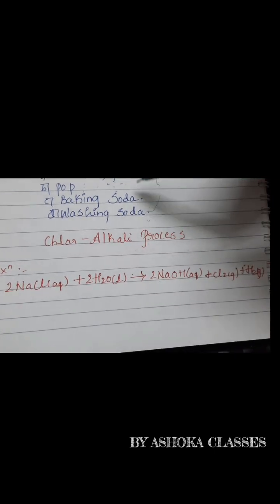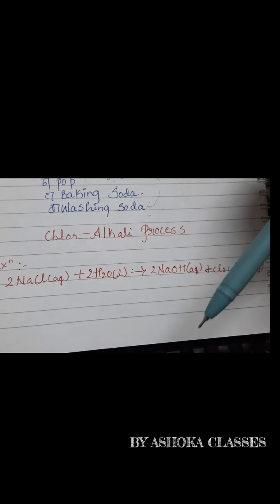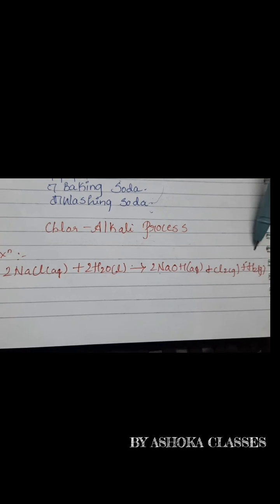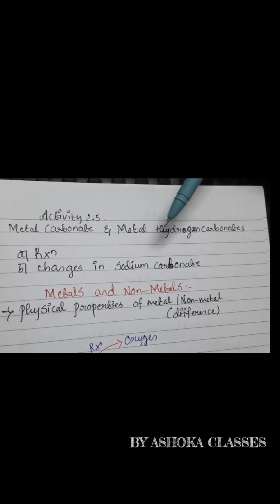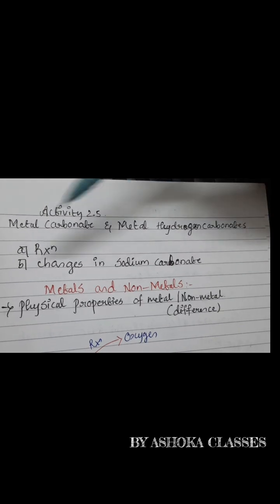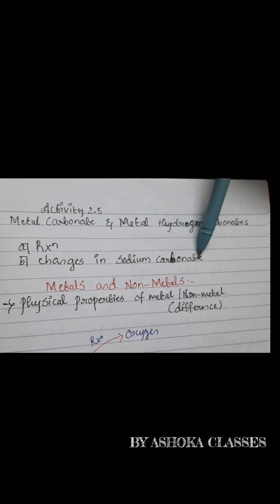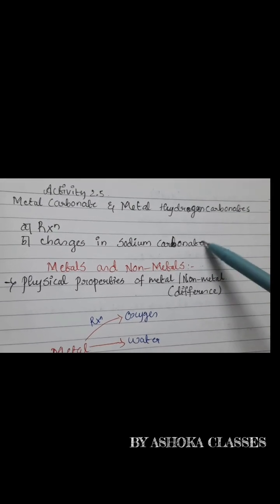Then you have an activity called the chlor-alkali process in your NCERT textbook. In that, this reaction is mainly important here, so you go through it. The next activity is the metal carbonates and metal hydrogen carbonates. In this activity, you have to remember the reaction and the changes in sodium carbonate. What changes take place in sodium carbonate? This question they may ask.